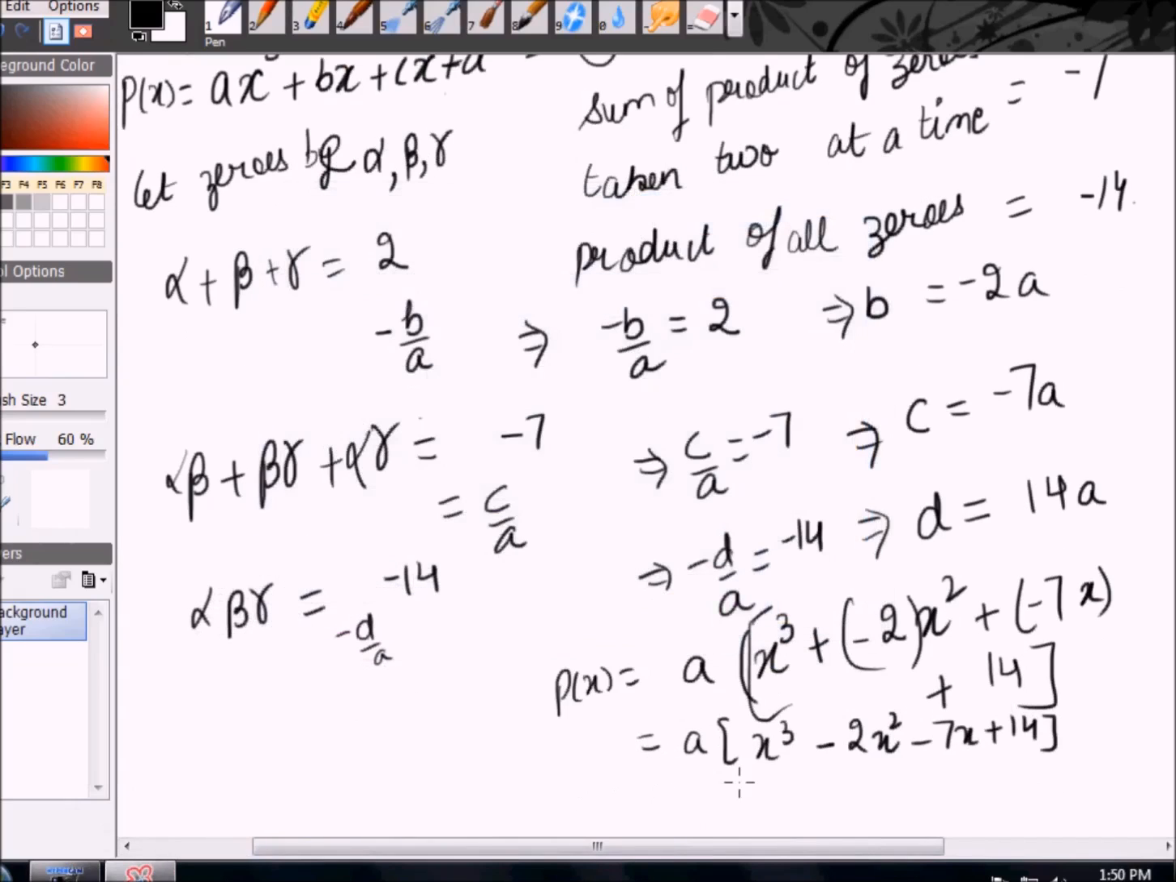Friends, this is a general polynomial. For different values of a, we can have different cubic polynomials. Say if a equals 1, the polynomial becomes x cube minus 2x square minus 7x plus 14. If a equals 2, we can have another polynomial.